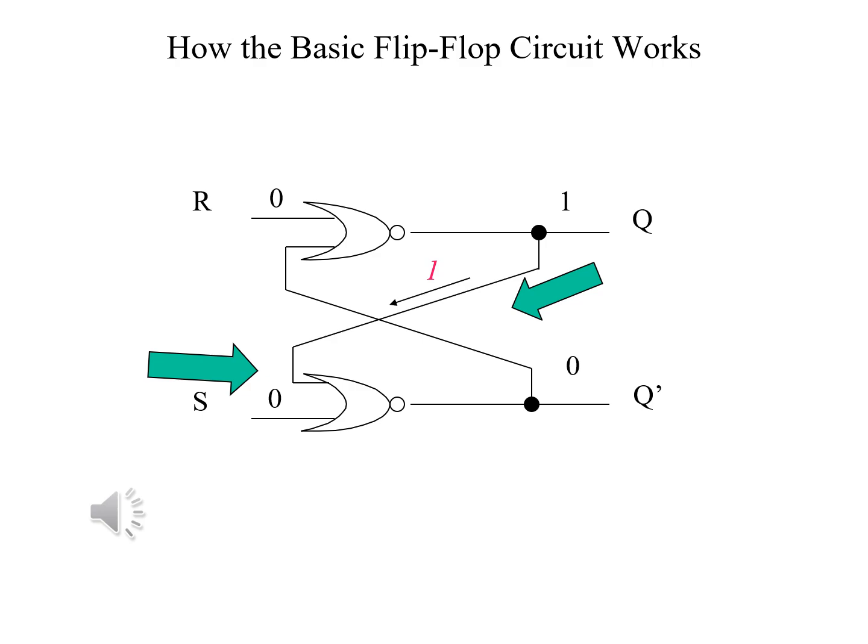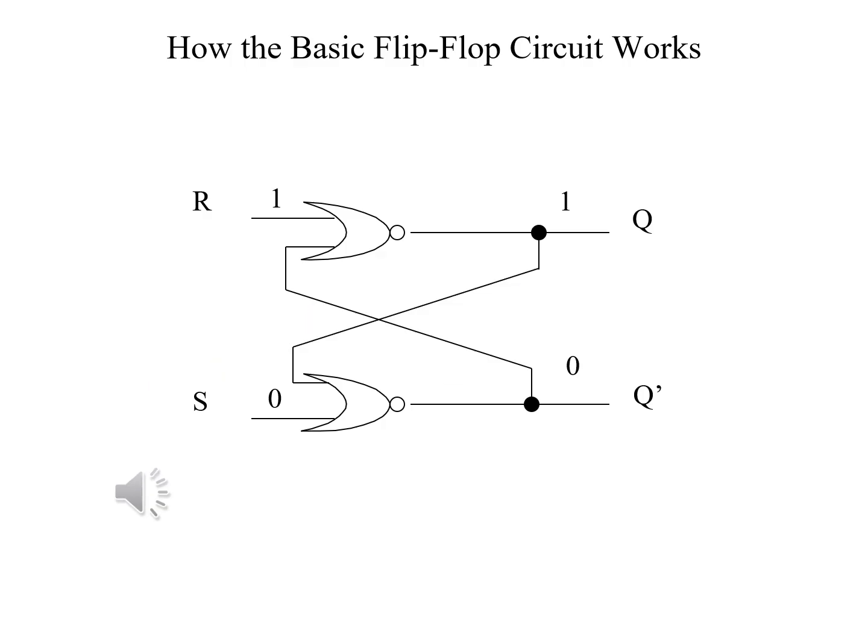The 1 from Q goes down to the NOR gate that receives S's value of 0. The 1 from Q and the S input of 0 go into the NOR gate. 1 or 0 is 1. Not 1 is 0. Q prime remains 0.